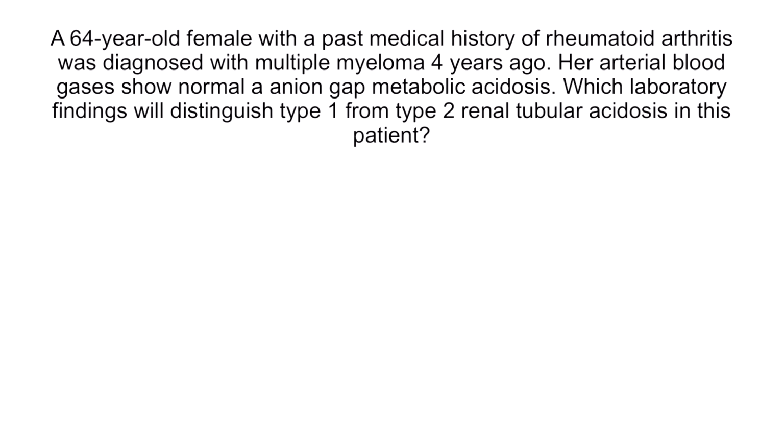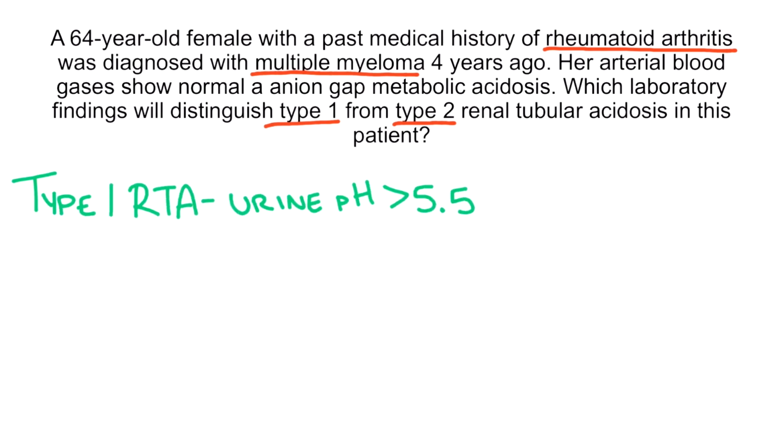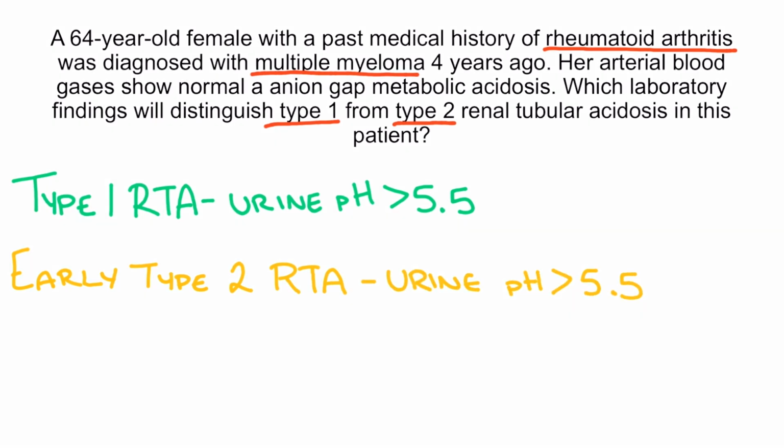All right, this patient has rheumatoid arthritis, which is a risk factor for type 1 RTA, and she has multiple myeloma, which is a risk factor for type 2 RTA. Although both type 1 and type 2 RTAs are characterized by hypokalemia, type 1 RTA has a high urine pH, while only the early phase of type 2 RTA has a high urine pH, and this is due to the loss of bicarbonate in the urine.